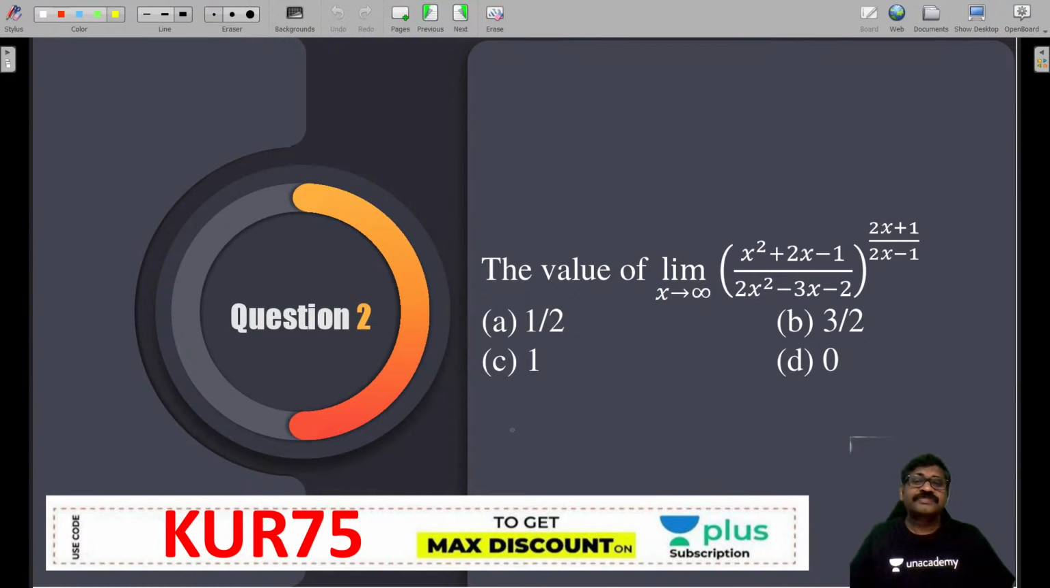Next problem. Limit x tends to infinite, x square plus 2x minus 1 by 2x square minus 3x minus 2 whole power 2x plus 1 by 2x minus 1. Now, here x is tending to infinite.